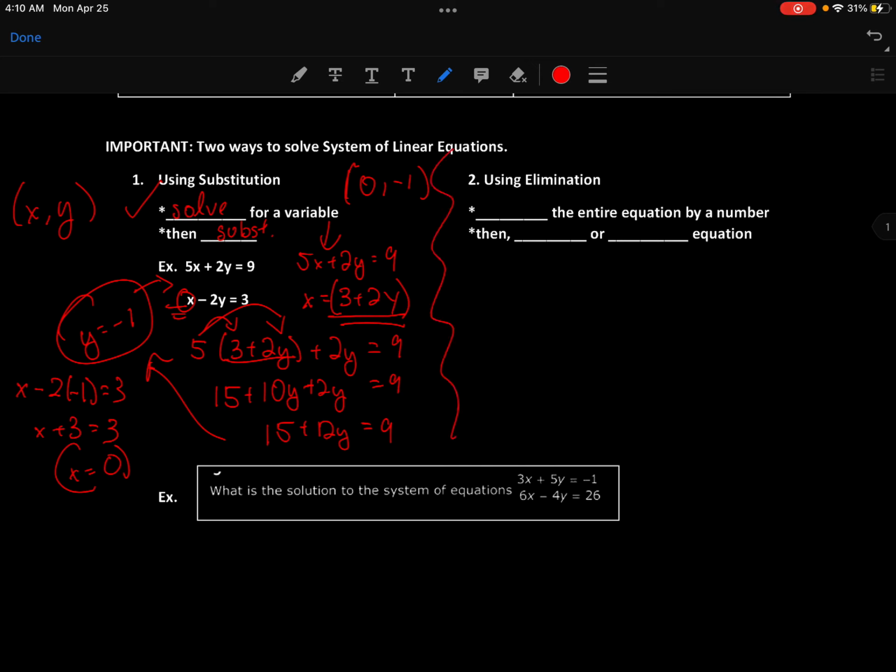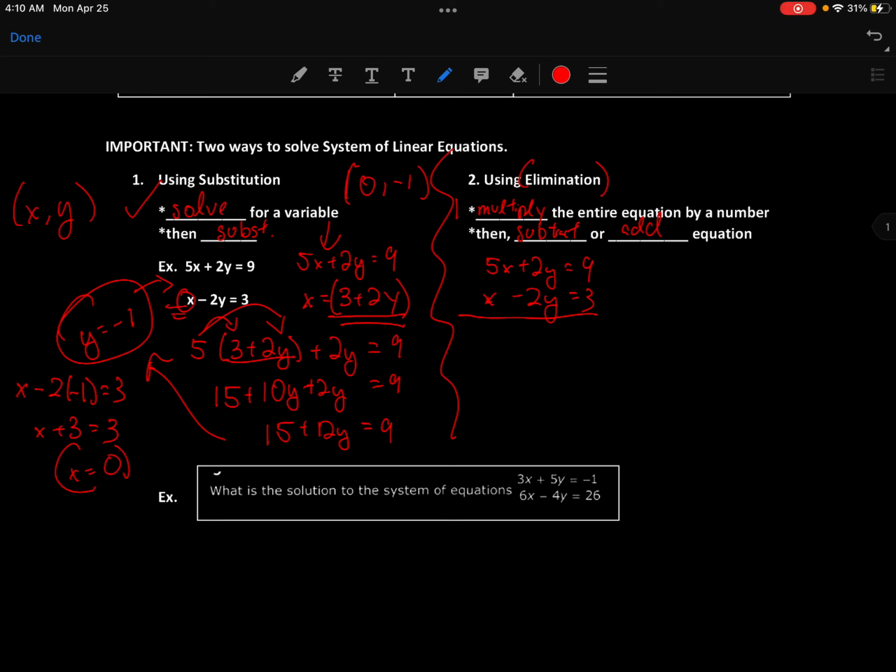Now, another way to solve a system of linear equations is using something called elimination. Elimination requires you to, step number 1, multiply the entire equation by a number. Then you subtract or you add the equations to each other. Let's use an example here again. 5x plus 2y is equal to 9. x minus 2y is equal to 3.